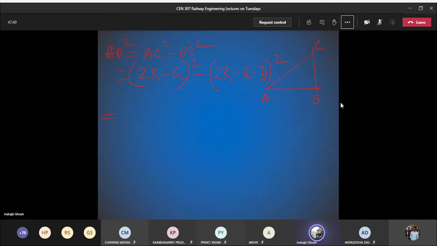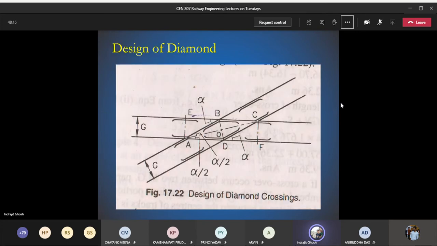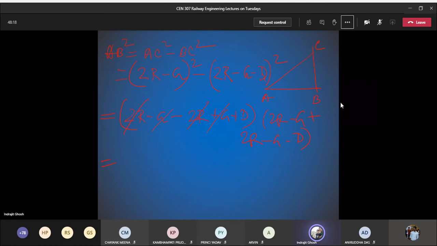So when it is done, this is quite simple mathematics. So you know AB square is minus A square minus B square, how to write it down. 2R, G. So D. 4R minus 2D minus D. Okay. So remember that this is square.